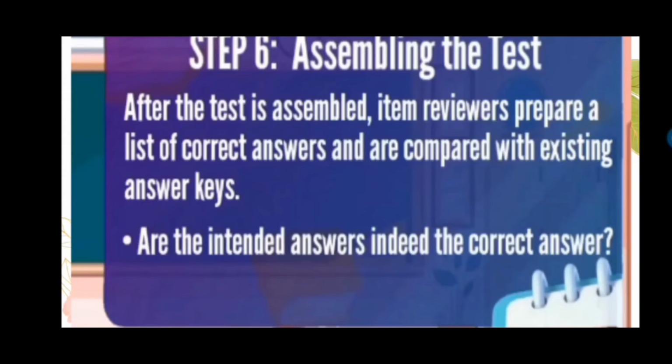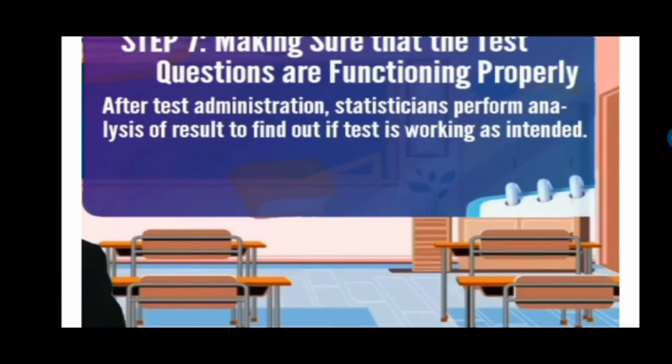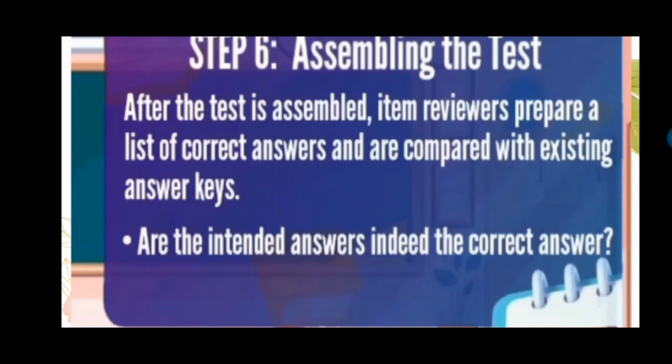Step 6 is assembling the test. After the test is assembled, item reviewers prepare a list of correct answers and compare them with existing answer keys. First is, are the intended answers indeed the correct answers? Now, this is the only question to be asked or addressed in this step. Are intended answers indeed the correct answers?